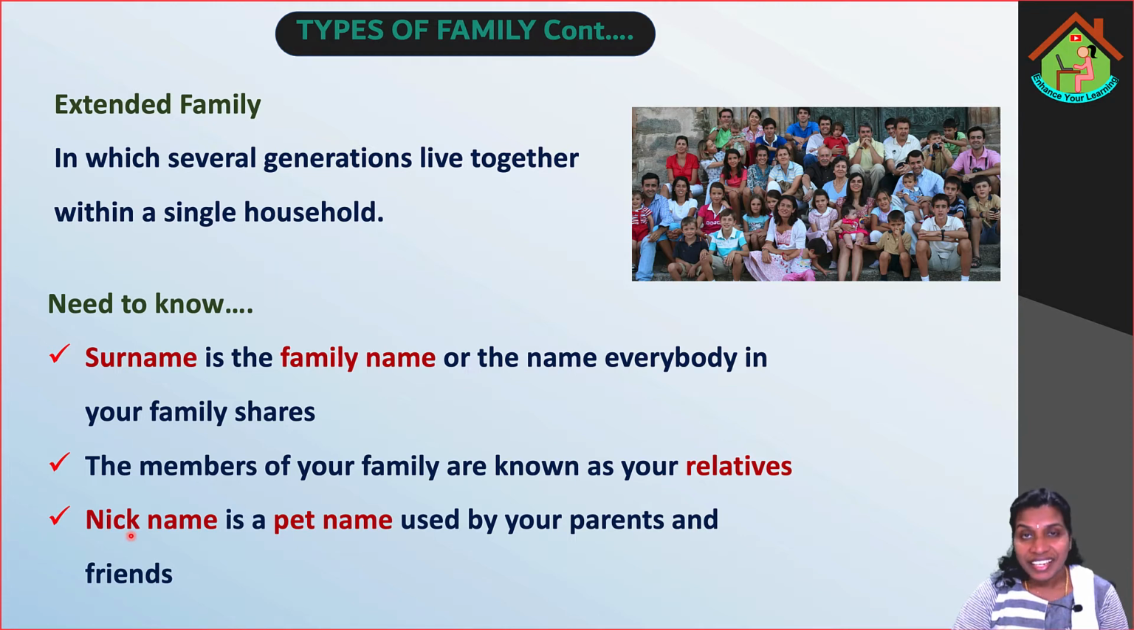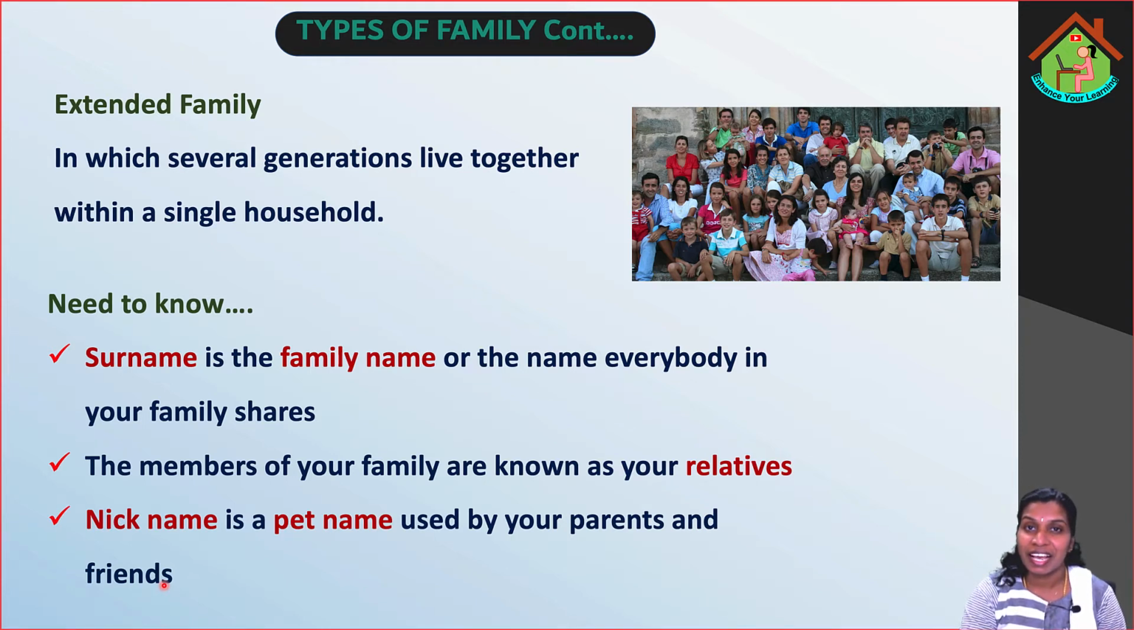Next, nickname. Nickname is a pet name used by your parents and friends. So this nickname will be called by only your parents and your friends. For example, my name is Shija, but my friends used to call me Shiju. So I'll be happy when I am hearing Shiju. So the pet name is the nickname which is called by your parents as well as your friends. Understood?